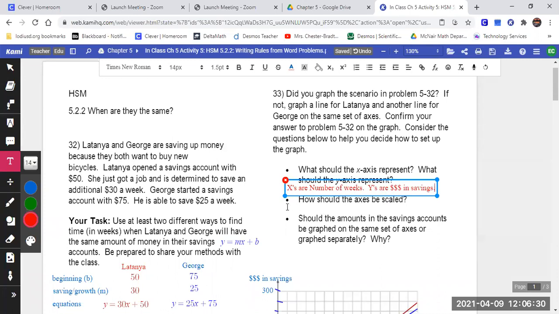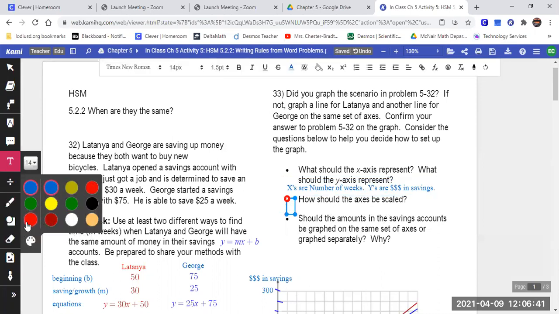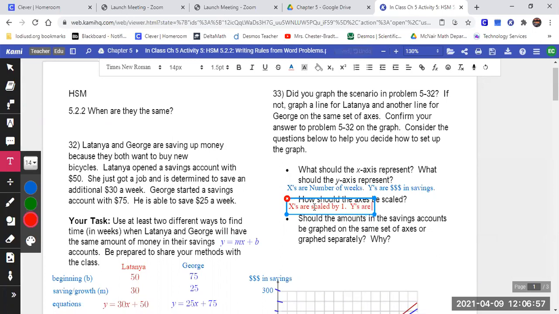What did we decide the X's should go by? Because that's scaled. That's what scaled means. What did we decide by how many numbers? Did we go by 5s? Did we go by 10s? Did we go by 2s? X's are scaled by 1. Y's are scaled by 20. So we're just telling in a sentence what we did on the picture, okay?